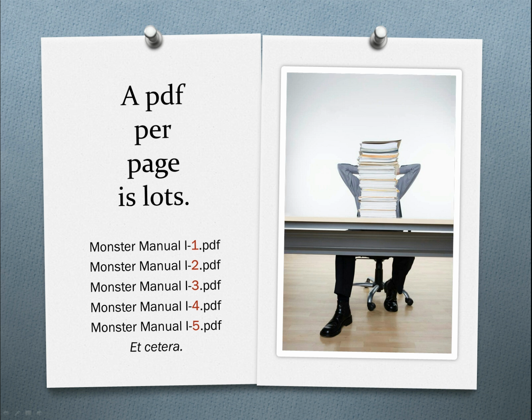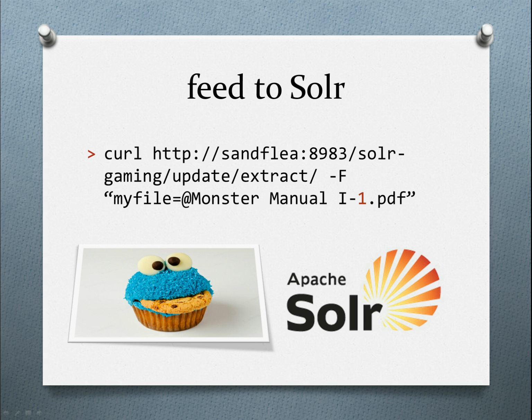And here's what happens. You get a lot of single-page documents. So what it does is it takes the title monster manual and it appends the page number to it. And I've got 338 of them now. So what I do with those is I post them to my Solr instance, which will then extract the content and make it searchable.